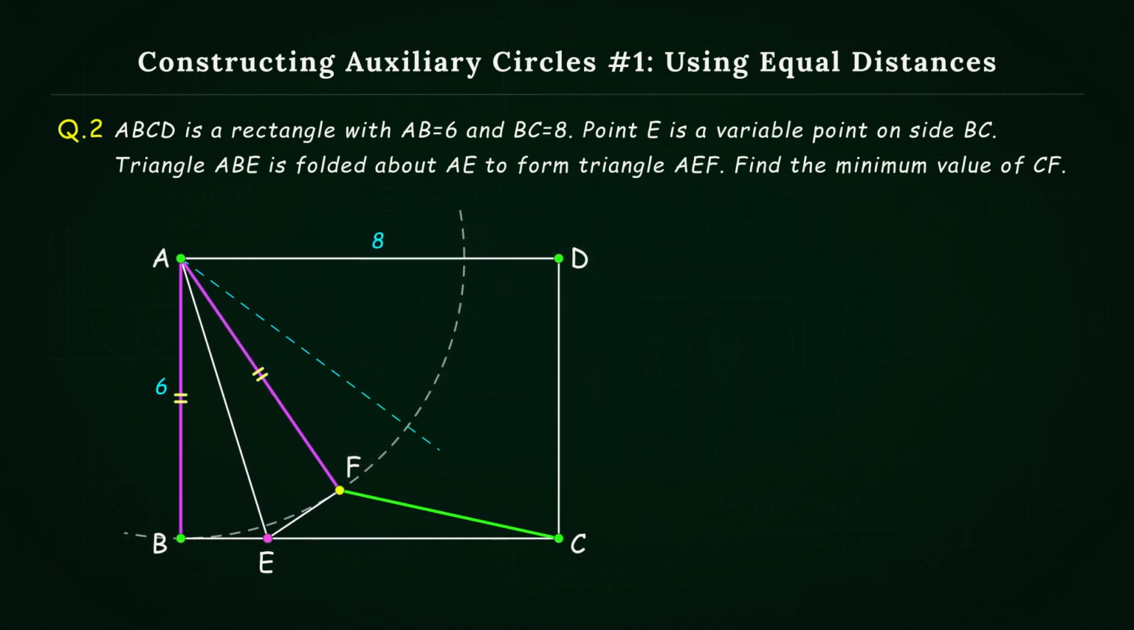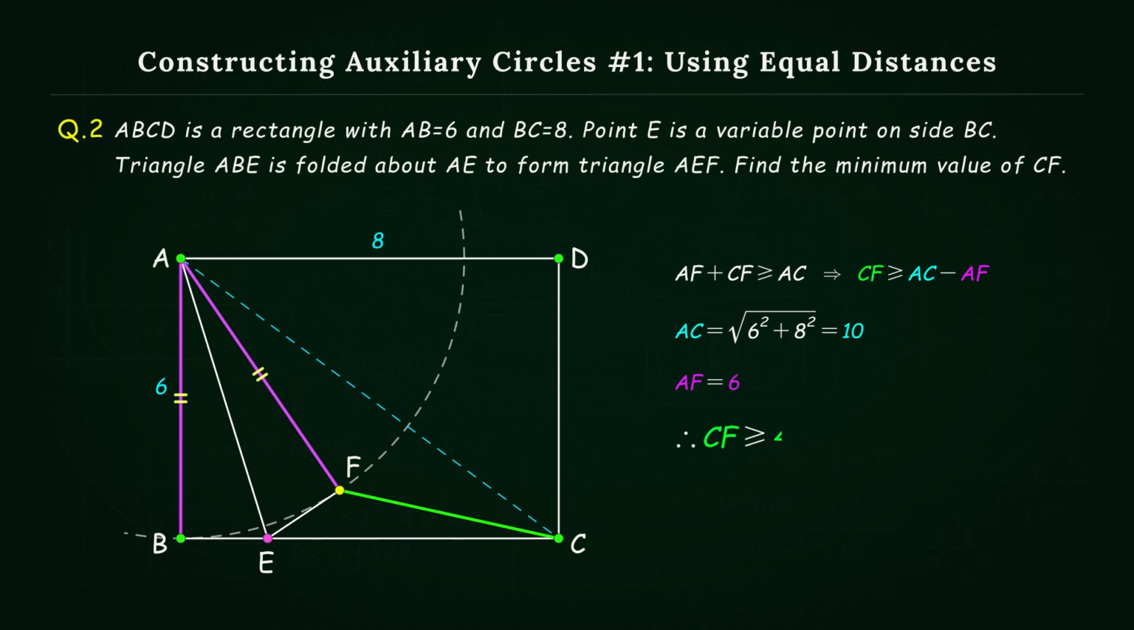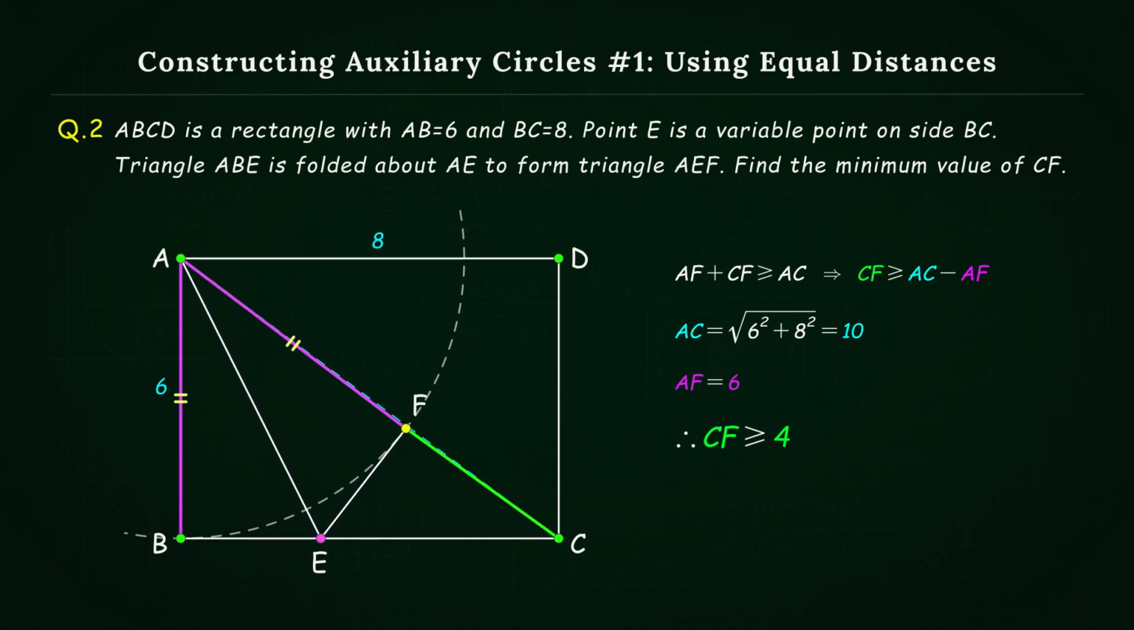Now we connect AC. We know that the shortest distance between 2 points is a straight line. So, AF plus CF is greater than or equal to AC. Since our focus is on CF, we rearrange the inequality to isolate CF. Using the Pythagorean theorem, we find that AC is 10, and AF is the radius of this hidden circle, which is 6. Therefore, CF must be greater than or equal to 4, so its minimum value is 4. Equality occurs when A, F and C are collinear. In that case, CF equals 4.